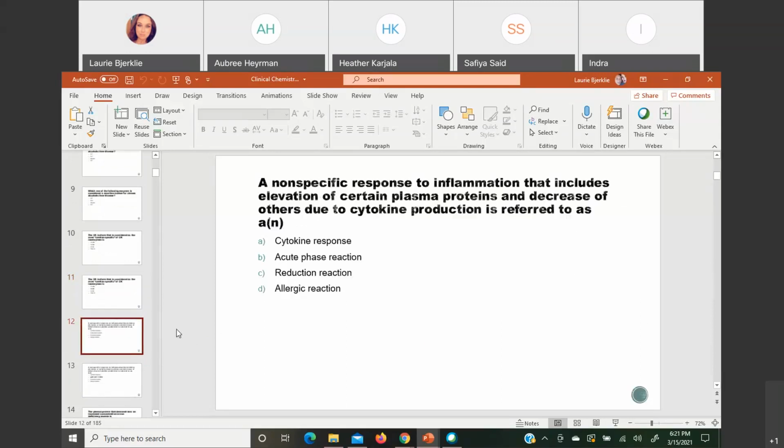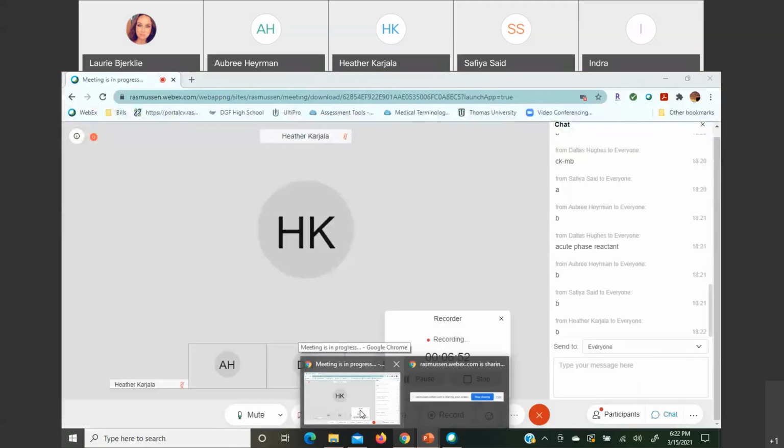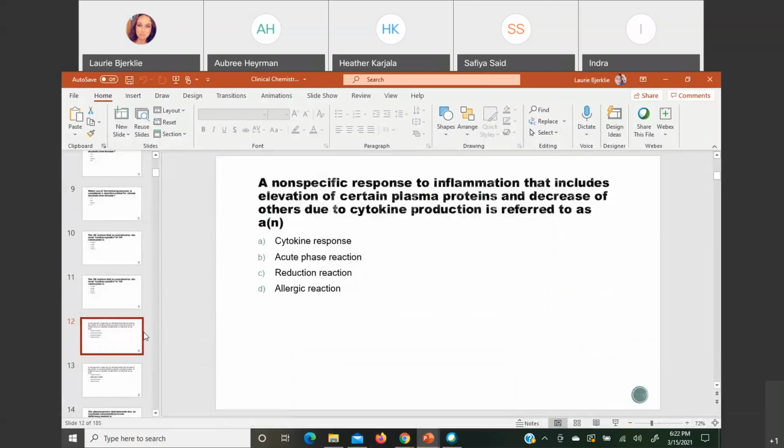A non-specific response to inflammation that includes elevation of certain proteins and decrease of others due to cytokine production is referred to as what? A non-specific response to inflammation that elevates certain plasma proteins and decreases others is what? Yes, so it is acute phase reaction, so APR proteins. We talk a lot about those. We talked about those in hematology, in immunology, and in chemistry. So those are those proteins that always respond to inflammation and increase in their response to that inflammation.